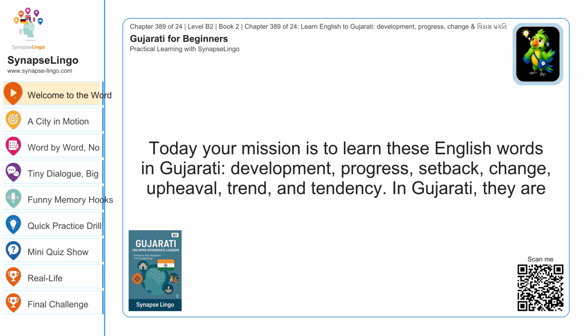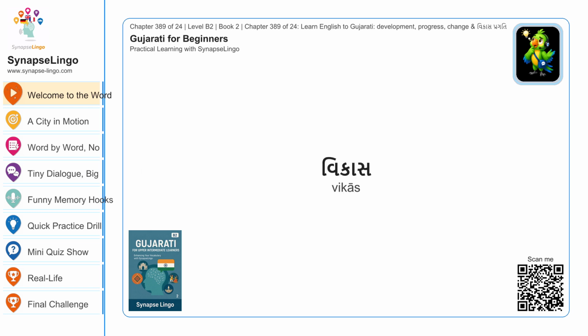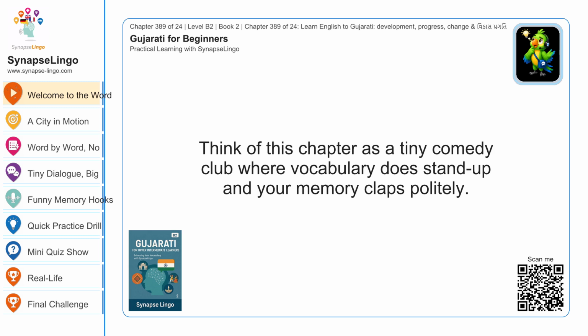Today your mission is to learn these English words in Gujarati: development, progress, setback, change, upheaval, trend, and tendency. In Gujarati, they are વિકાસ, પ્રગતિ, પાછળ પડવું, ફેરફાર, ઉથલપાથલ, પ્રવૃત્તિ, and વૃત્તિ. Think of this chapter as a tiny comedy club where vocabulary does stand up and your memory claps politely.